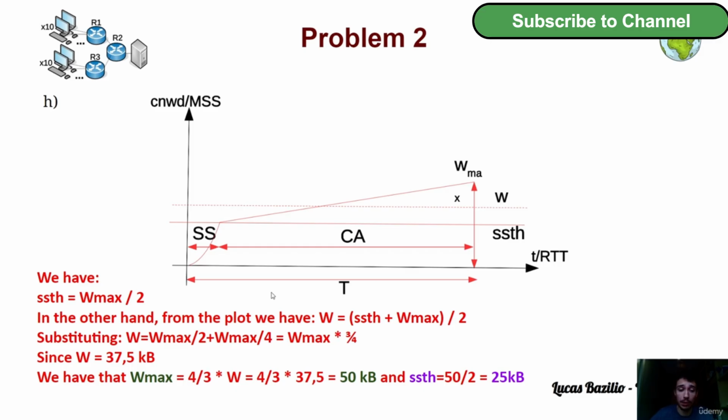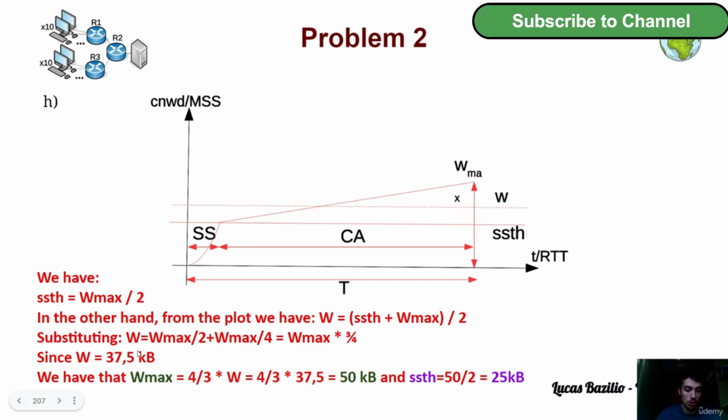With this, we have the value of the window, and if we substitute, as we know, the slow start threshold is equal to the maximum window divided by 2, in the formula, we get that the window is equal to the slow start threshold, which is the maximum window divided by 2, plus what we had before, which is the maximum window. Of course, we need to divide this by 4, because we get the minimum common multiple in the denominator. If we make this sum, this gives us the maximum window multiplied by the fraction 3/4.